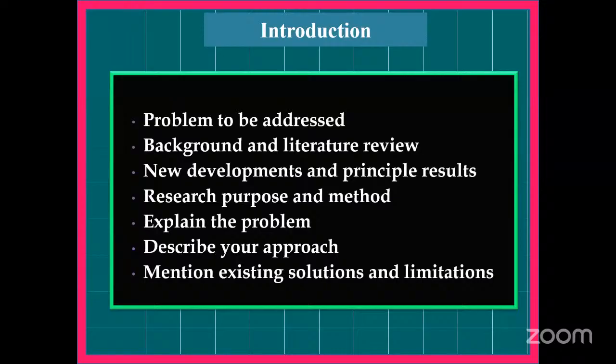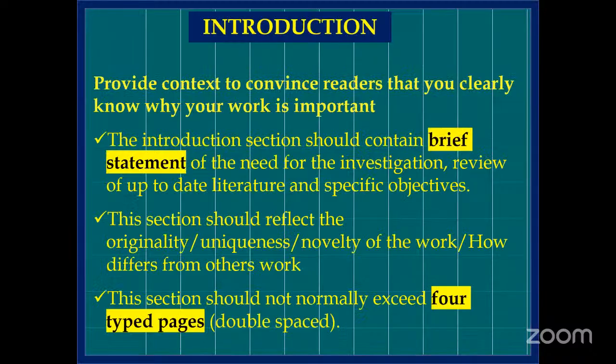And also the research purpose and method. Why do you need to follow this method? Because many methods are available. Among these many methods, you select only a specific method. What is the reason? You have to give the justification, right? You have to give the advantages and disadvantages compared with the other methods. And also describe your approach. Then finally you mention the position. These are the important things for the introduction section: define a brief statement of need for investigation, review up-to-date literature, and state specific objectives.